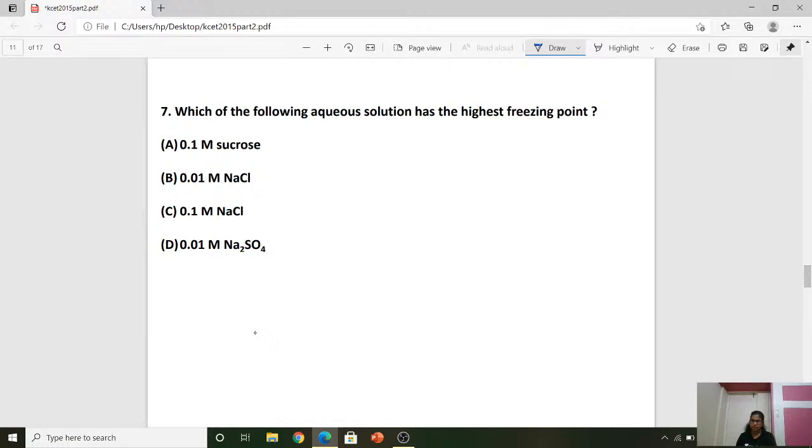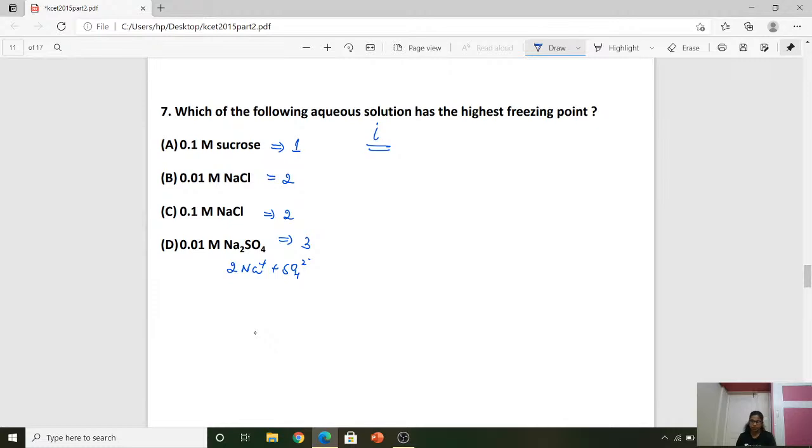If they had asked highest freezing point depression, then as the i value increases, the depression in freezing point also increases. You know what i value means? The i value of sucrose is 1, the i value of NaCl is 2, Na+ and Cl-. Na2SO4 is 2Na+ and SO4 2-, that means there are 3. The van 't Hoff factor i is equal to 3. If it had been asked as highest freezing point depression, then the greater the number of ions, the greater it will be; you have to see the molarity also because molarities are different.